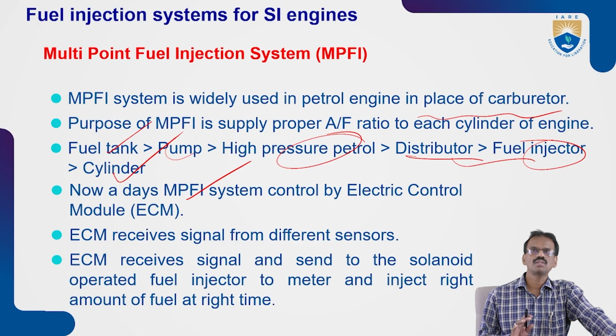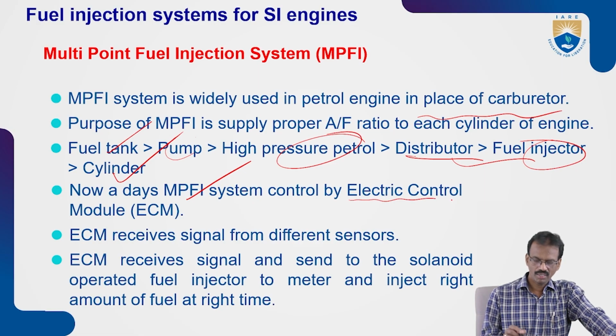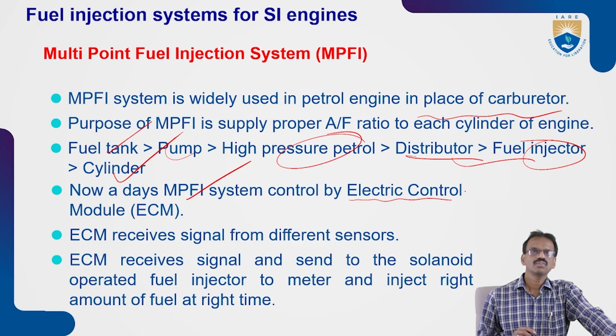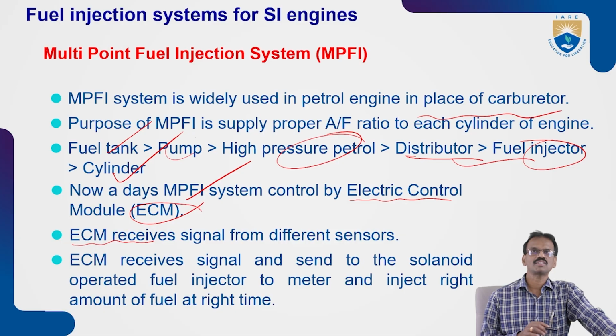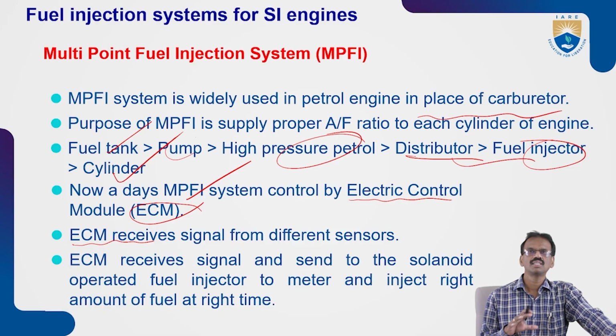These are controlled by a device called the electronic control module. This electronic control module operates the multi-point fuel injection system. The ECM receives signals from different sensors. The sensors give the condition of the atmosphere and the condition of the engine also. We'll see what the different types of sensors are.